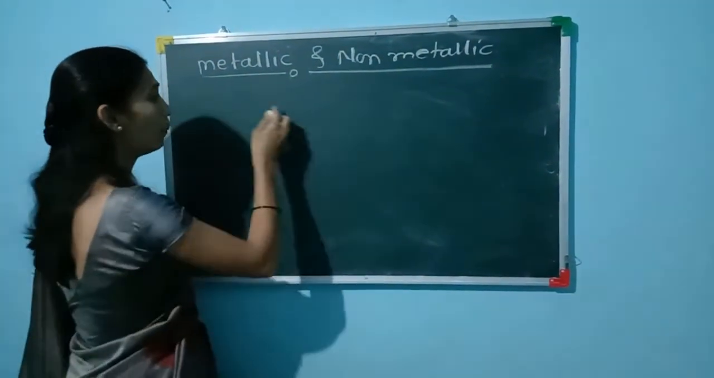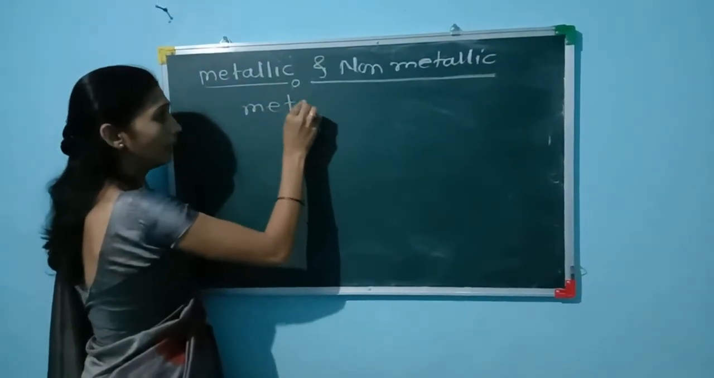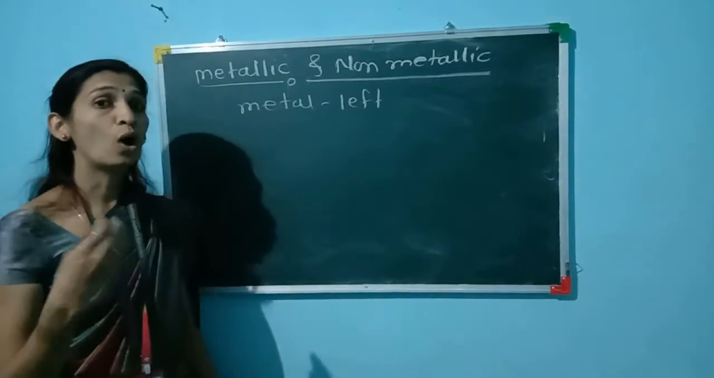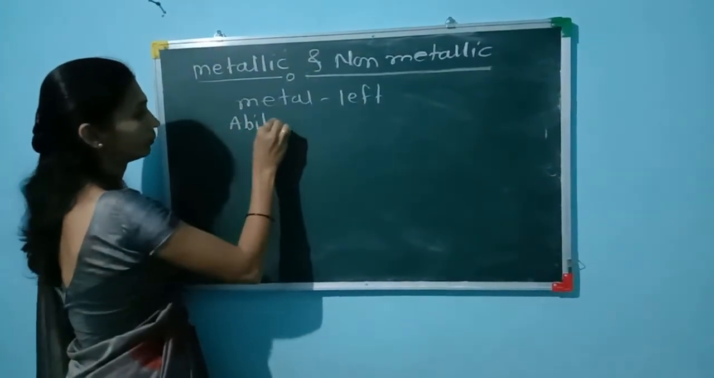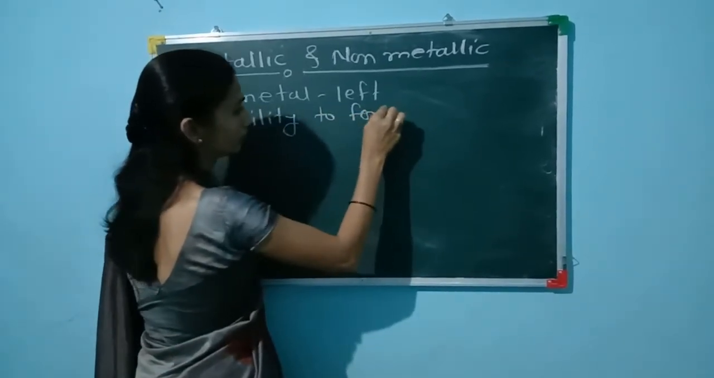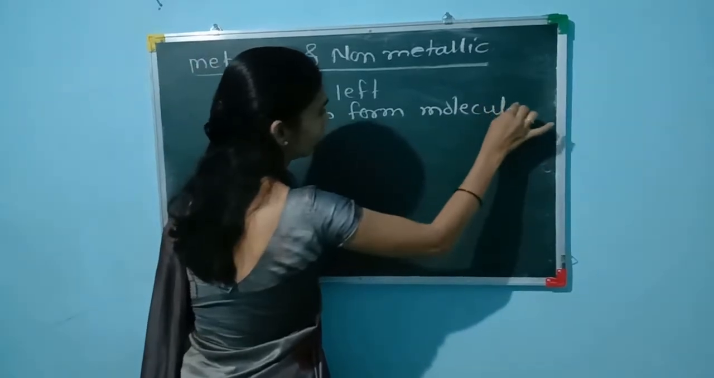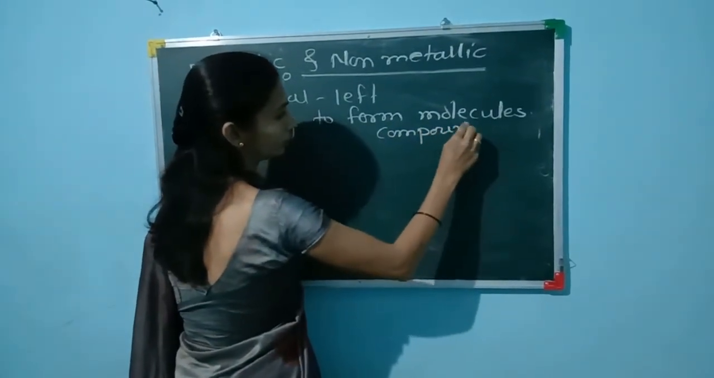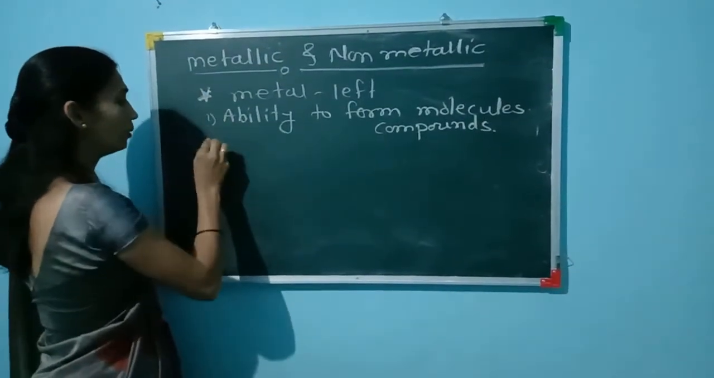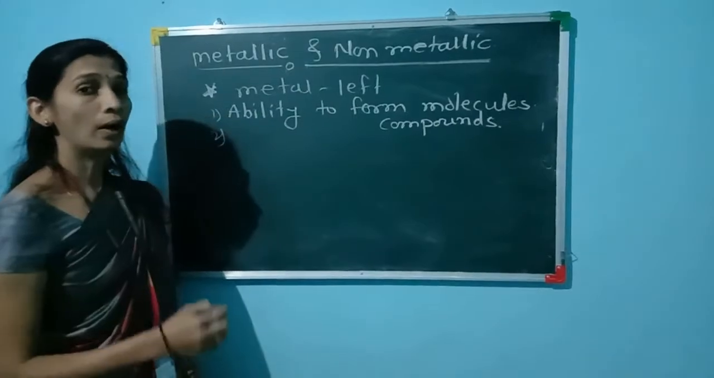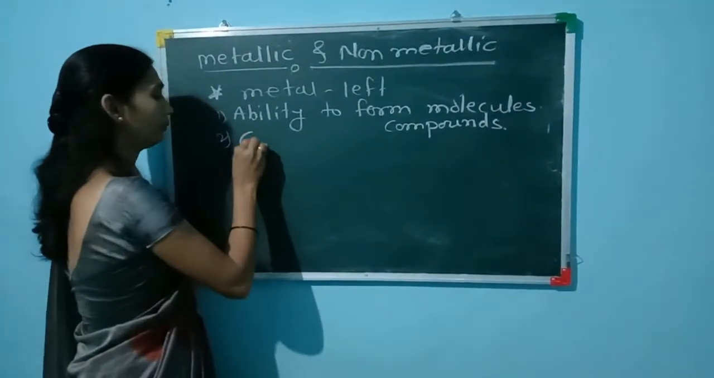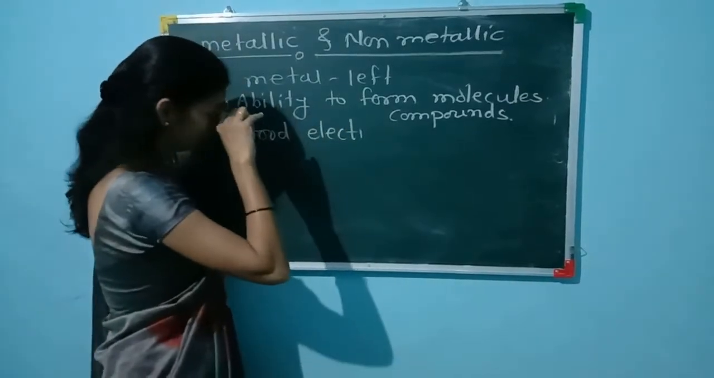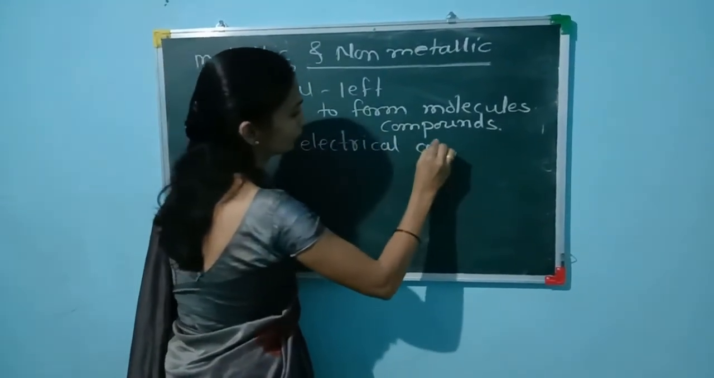Now, considering the properties of metals, the metals on the left have the ability to form different molecules or compounds. Metals have good conductivity for electricity. They are good electricity conductors.